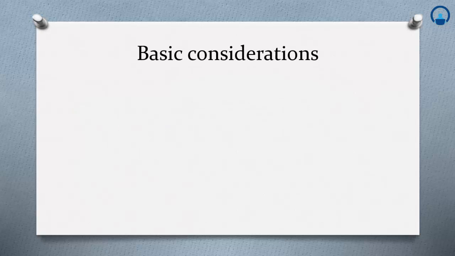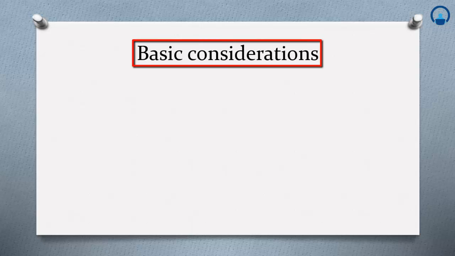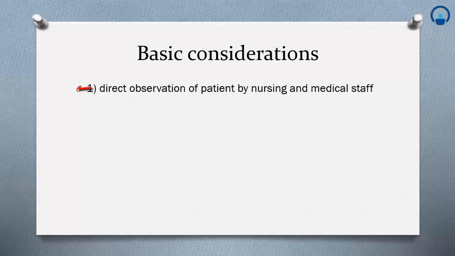Now, for designing the ICU, we should have some basic considerations. The first is that direct observation of the patient should be possible by nursing and medical staff. As we have seen, the criteria for admission to an ICU is critically ill patients whose vital signs are fluctuating and not stable, so they have to be continuously monitored. So the ICU design should be such that patients are closely monitored all the time by the nursing and medical staff. The nursing station should be centralized so that the nurse can see all the patients at a time.